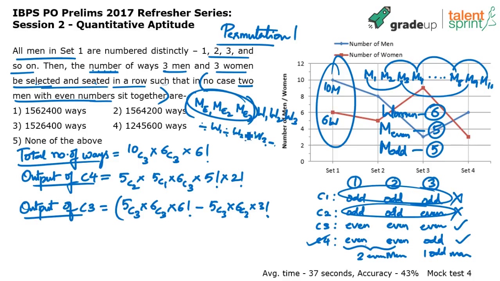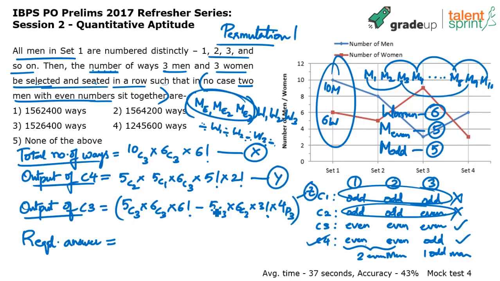See, the 3 men are separated. This, and this, again the 3 men are separated. You're getting it? So 4 choices, but only 3 required, right? So it can be done in 4P3 ways, or 4C3 into 3 factorial, which is also 4P3. This is the output for case 3. Now the required answer, I'll tell you. If I say this is X, this is Y, and this is Z, the required answer is X minus Y minus Z.